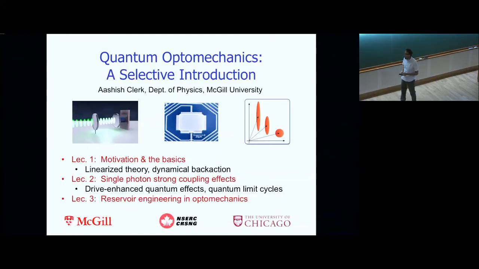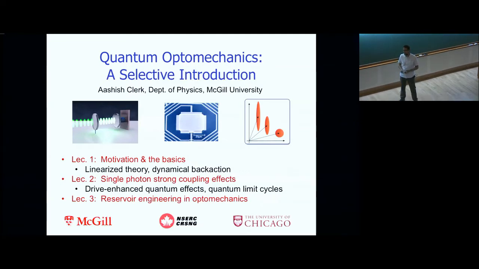So in the first lecture, I'll focus on the mean field linearized theory of quantum optomechanics, the kind of theory that describes almost all experiments that have been done in the field so far, where there's a large laser drive, you're dealing with lots of photons, that makes the interaction easier to deal with. And I'll talk about things like dynamical back action. Probably the biggest thing there is the idea of cavity cooling, basically using light to cool some large mechanical object to close to its quantum ground state.